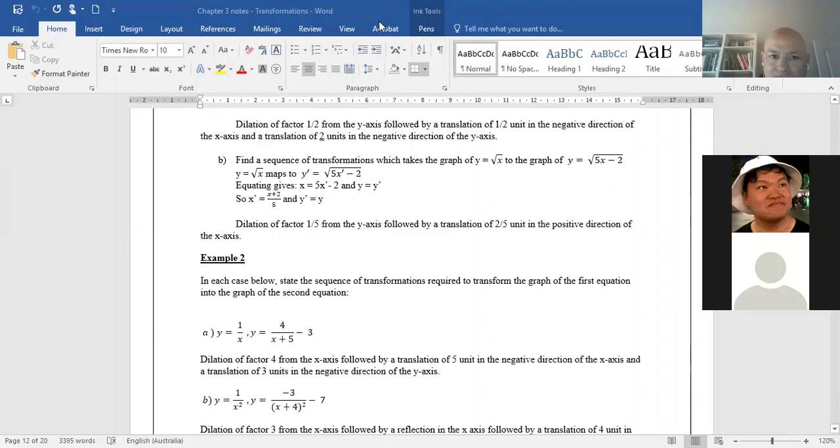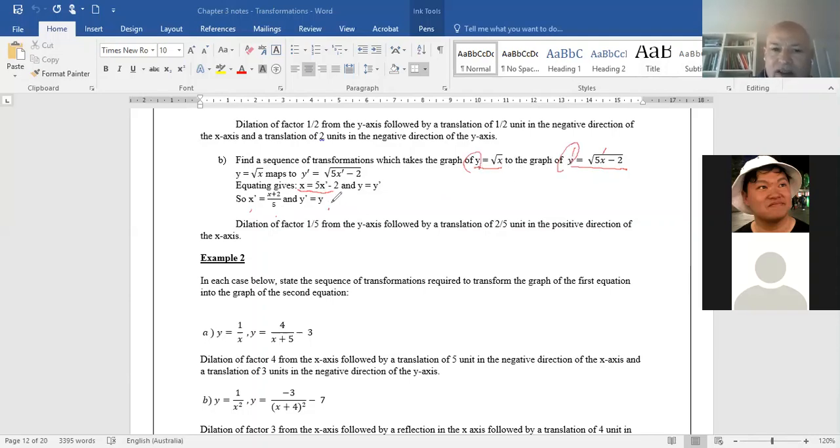Okay, example part B. It says find a sequence of transformations which takes the graph of this time y equals the square root of x to that one there. Again, we're going to just equate them. So I've got, and these become the dashes, my x equals my 5x dash minus 2. There it is there. And I'll rearrange that and make x dash the subject. So I'll add the 2 and then divide by 5. And my y equals my y dash.